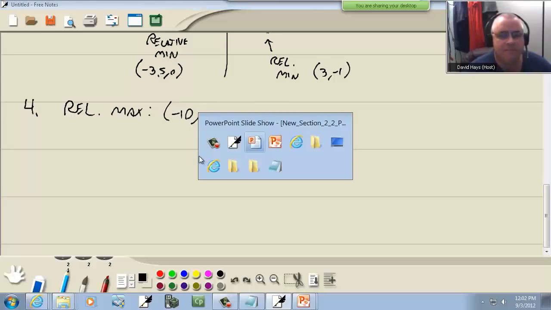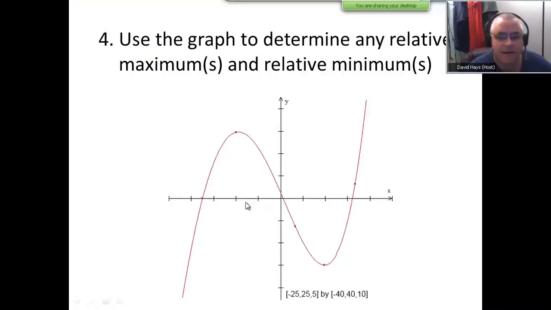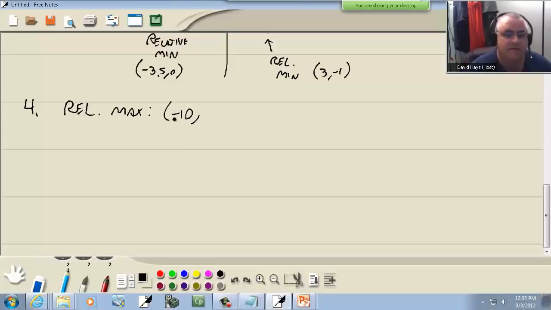-10, and then our y values looks like it's going up to this third one, which is 30. Remember, this goes by 10s, 10, 20, 30. So it'd be -10, 30 be our relative max. Now we also have a relative min.